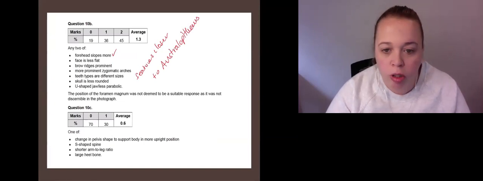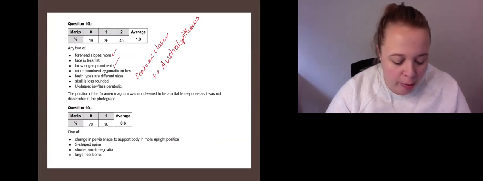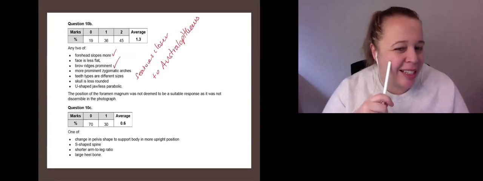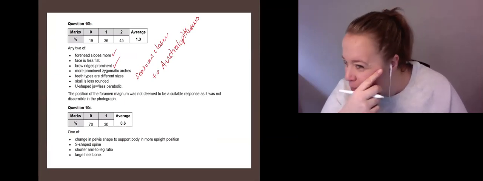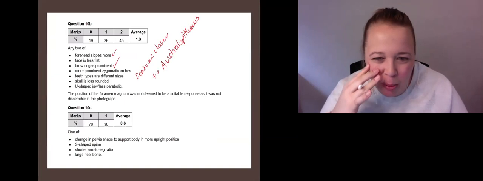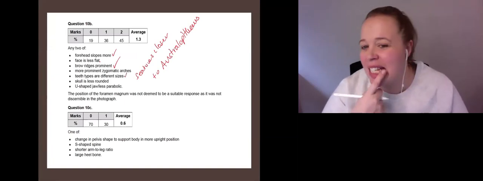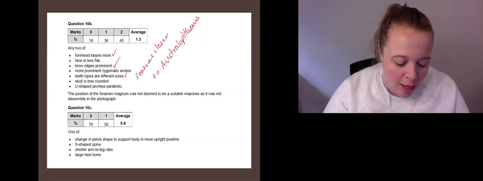So we've got a more slopey face or less flat, same difference. Now we've got more brow ridges. We've got these things here, which I haven't talked about. Zygomatic arches are the bits that are your cheekbones. Okay, so the cheekbones are more prominent also. We've got teeth in different sizes versus our teeth, which are quite uniform.